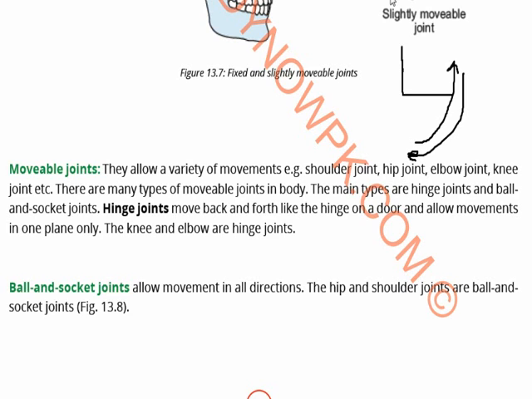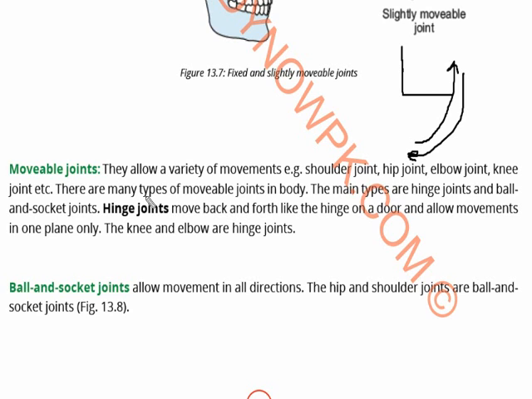The main types of movable joints are the hinge joints, because they act as a hinge. When you open the door and when you close the door, it is just moving in one plane, and it cannot rotate. It is fixed from one side, and it moves back and forth, not left and right. The knee and elbow joints, in the same way, are hinge joints. You cannot move them sideways. You can only move them backward and forward.